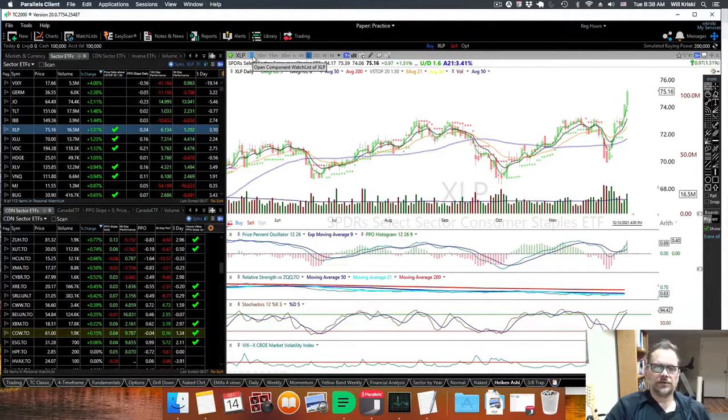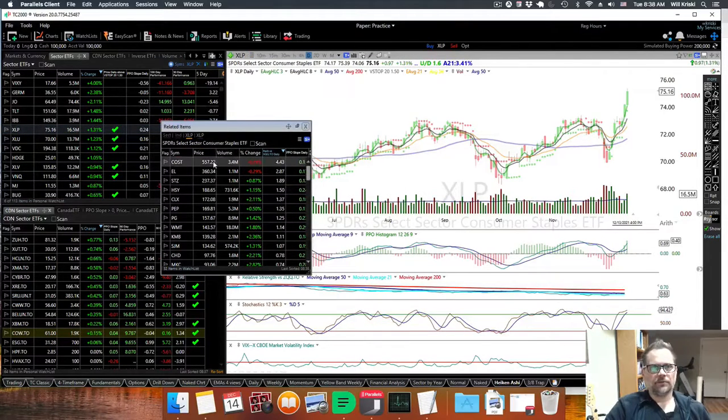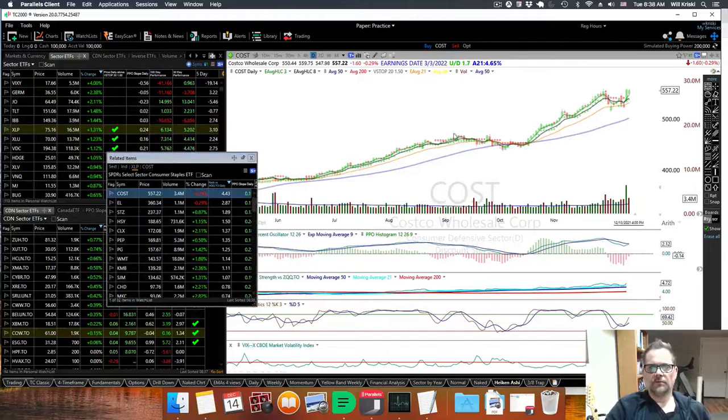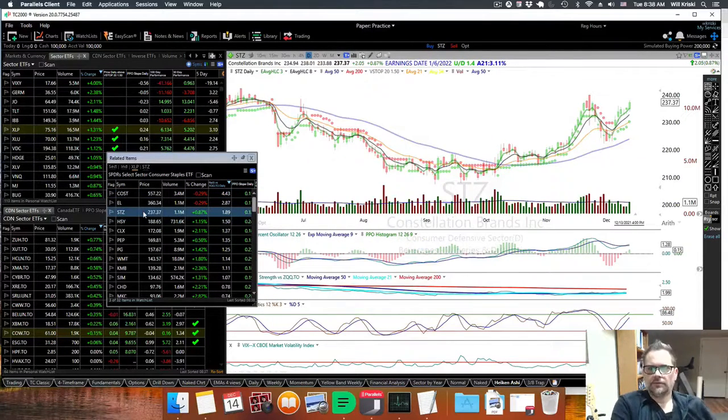And just a side note, I've mentioned this many times, but the great thing about TC2000 is when you're looking at this ETF, you can click here on component watch list and you get all the stocks in staples. And Costco is unbelievable. This is the dream chart in terms of a beautiful uptrend, low volatility. You could basically ride it up, pick your method. With the green volatility stops, you could ride them from here to here, get a nice swing trade. Constellation Brands. You've got your Pepsi and all that stuff.